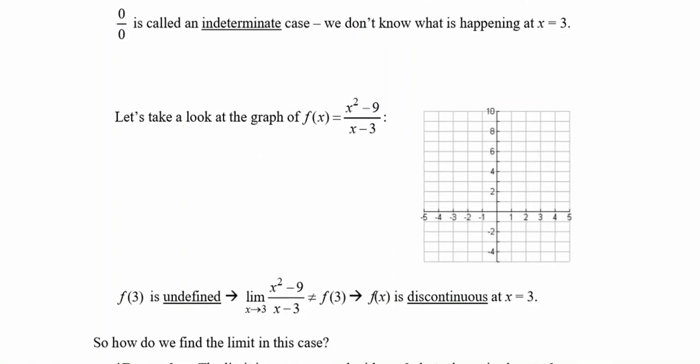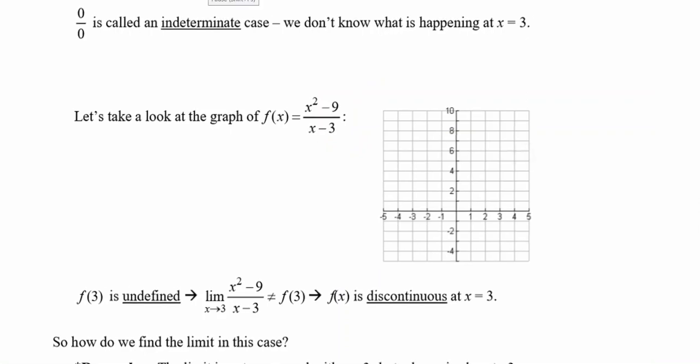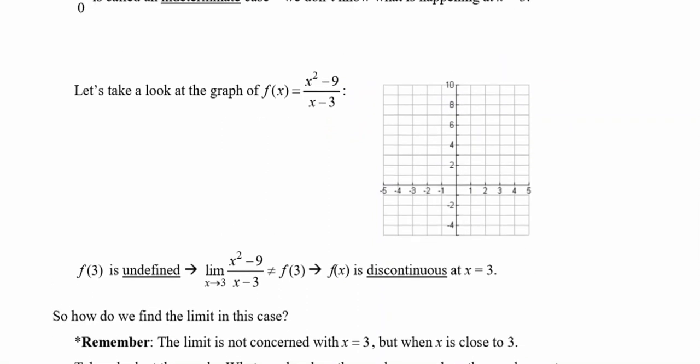So let's take a look at the graph of f of x for a second. If we were to graph this, it would look like this. At 3, we'd be up at 6, and so on. This graph would look like this if you put it in your calculator. And what do we have going on at 3? Yeah, it's a point of discontinuity right there.